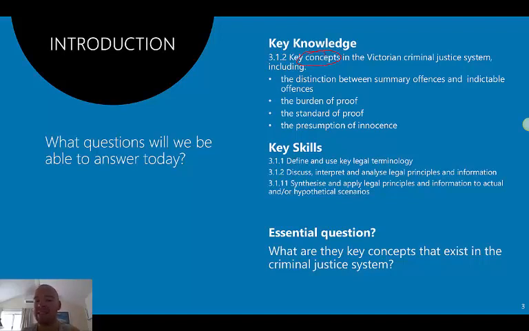Based on the skills, it's a little bit unclear perhaps, but there is the potential that when you sit an exam at the end of this year, you will see a question that is explain or define a key concept of the Victorian criminal justice system. And it won't actually ask you to define one of these four things directly. It will just say define a key concept.